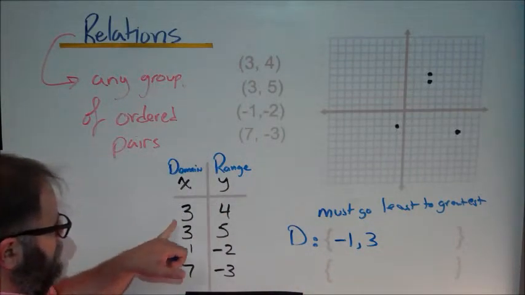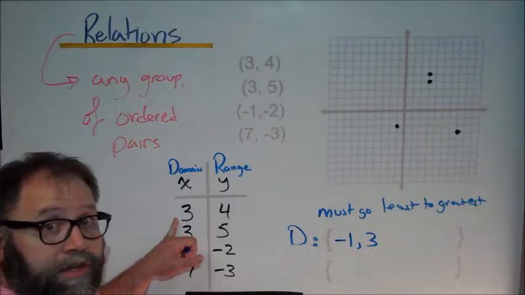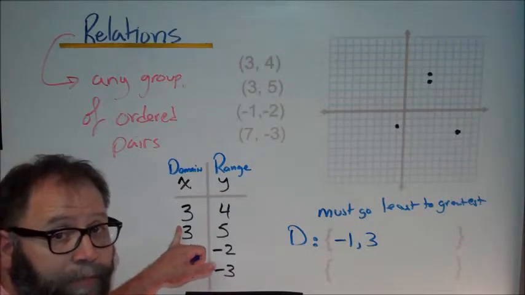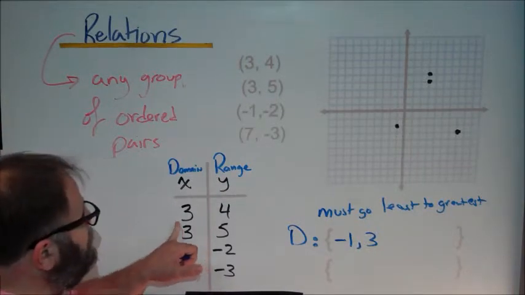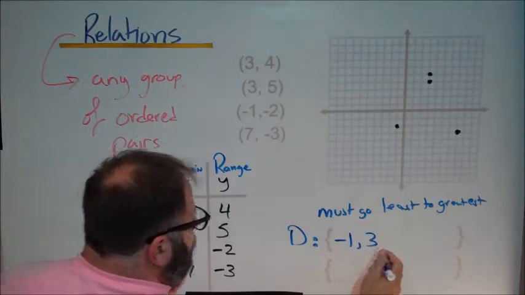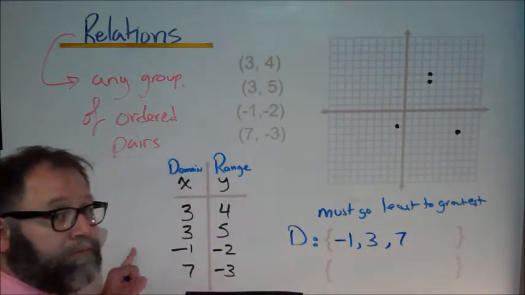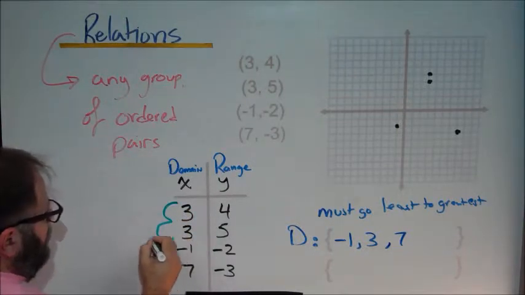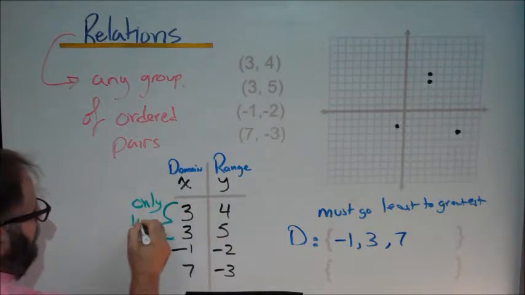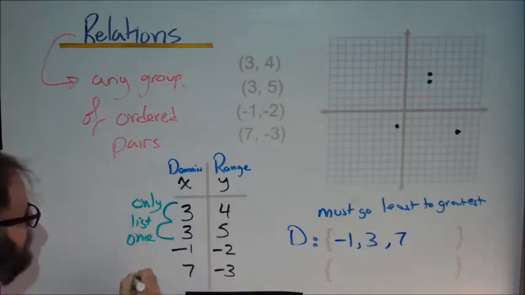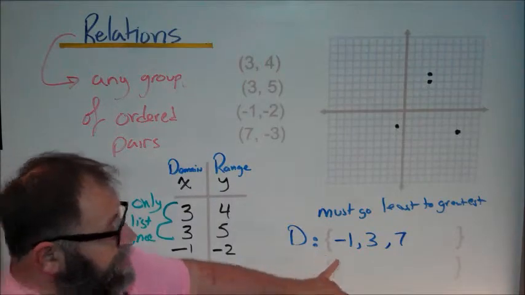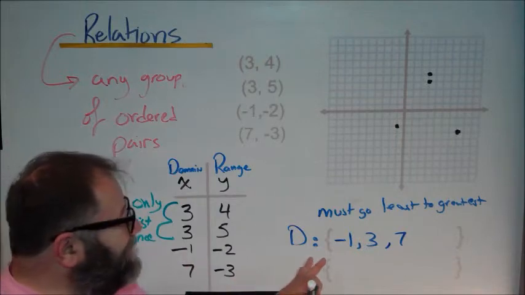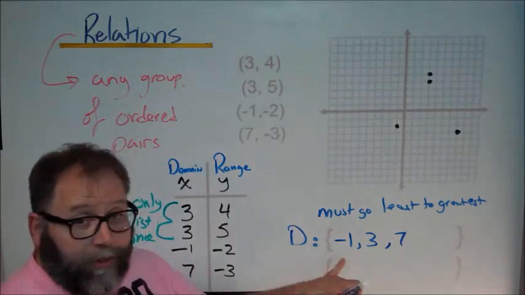3, 3. Oh, there's another rule. Multiple values that are the same are only listed once. So within the domain, we have -1, 3, and 7. That's all. So when we have multiple values like this, only list once in the domain and range. Do you notice my curly brackets? That's why I went with the predetermined curly brackets.